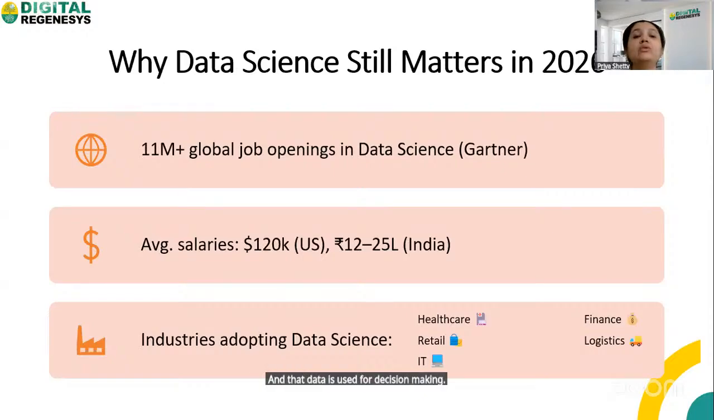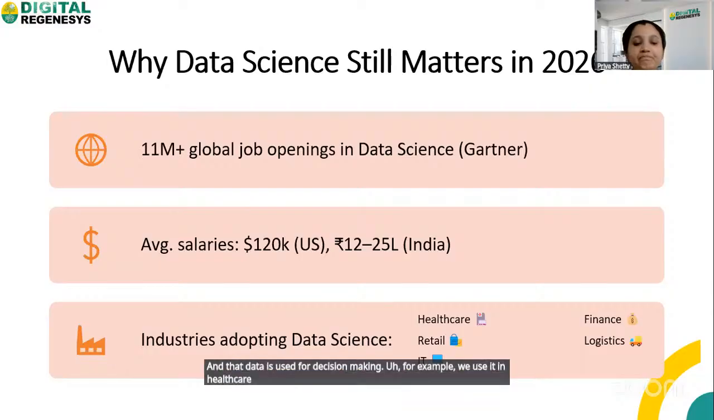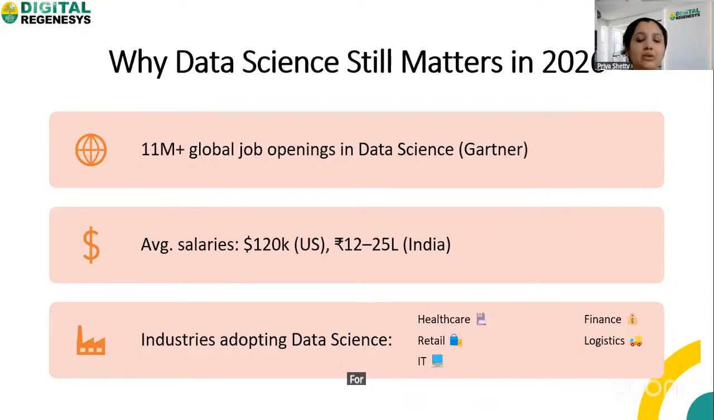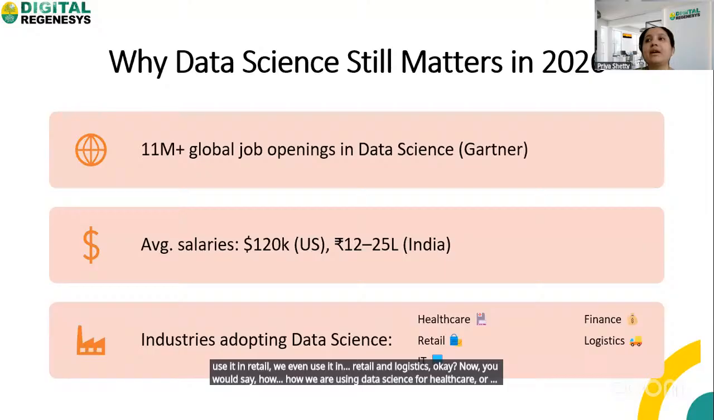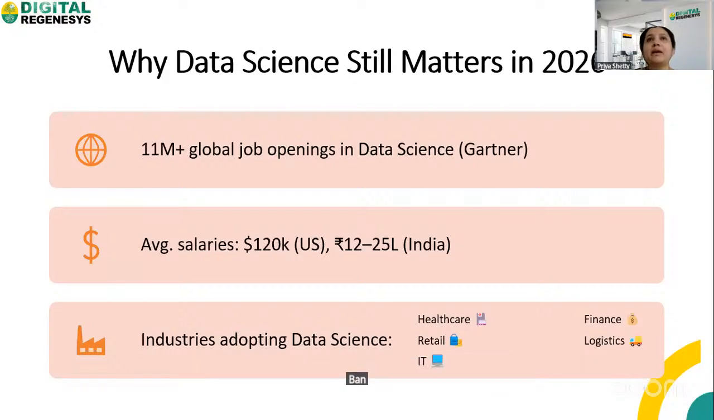For example, we use it in healthcare, in banking, in retail, and in logistics. Now you would ask how we are using data science in healthcare, because healthcare is an industry where a doctor is playing the role. Doctors are not sitting and creating AI applications, right? Banking is a place where accounts people are sitting and doing the job. So how does AI play a role?